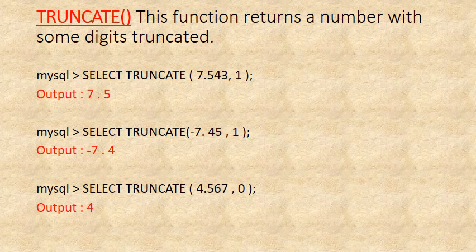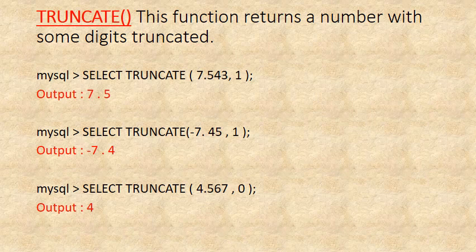Truncate function. This function returns a number with some digits truncated. That is, the truncate function truncates or removes the digits without rounding them off. Now we can discuss some examples. Select truncate(7.543, 1). Here two arguments are there, 7.543 and 1. 1 denotes that we want the number 7.543 with 1 decimal point. So, the result will be 7.5.